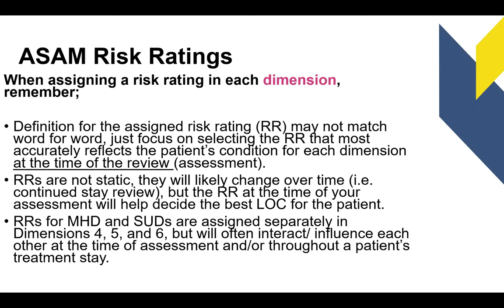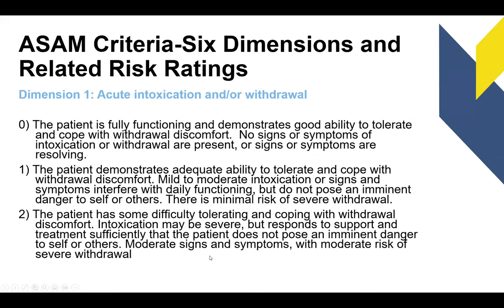And the key for the clinician in these dimensions 4, 5, and 6 is to look at the risk ratings in each of these subcategories and try and determine how those interact. Is the patient's mental health condition interfering with their treatment engagement or vice versa? I know I'm going over these very quickly, but those of you that are familiar with ASAM may be able to understand this a little bit better.